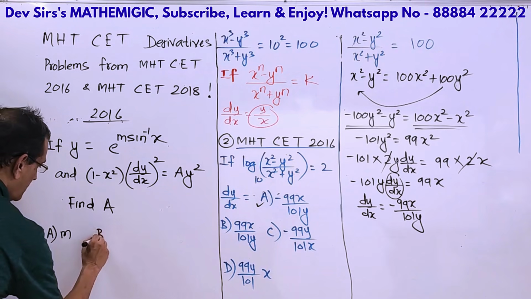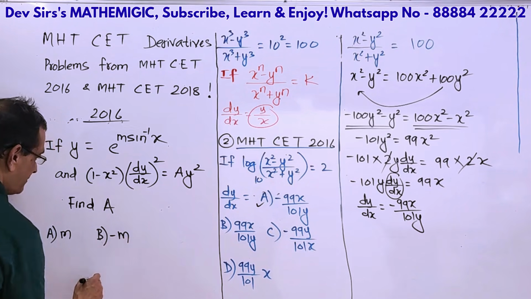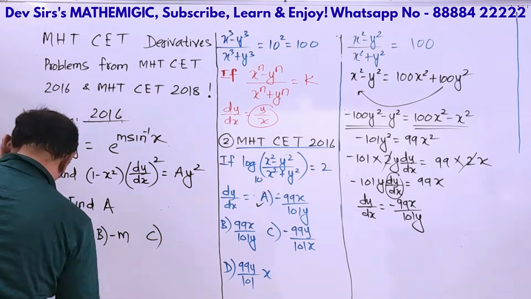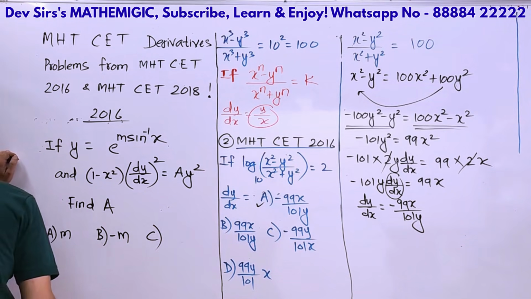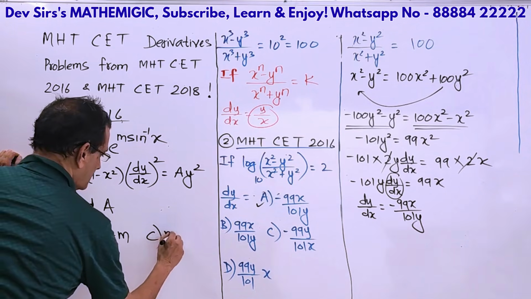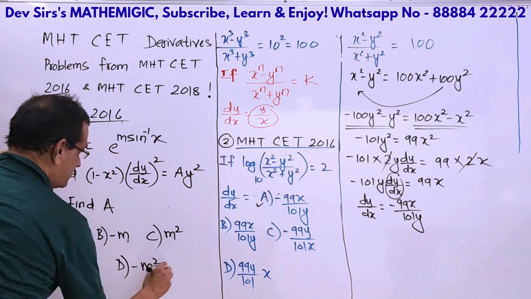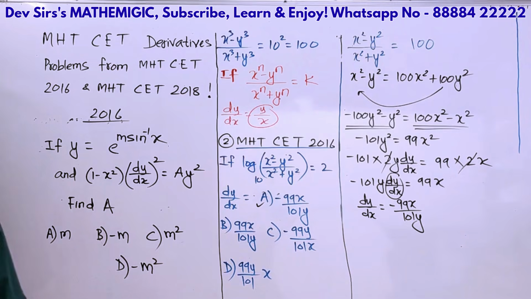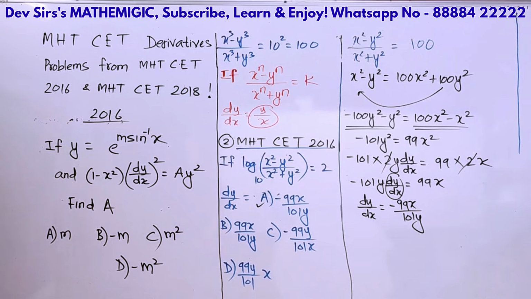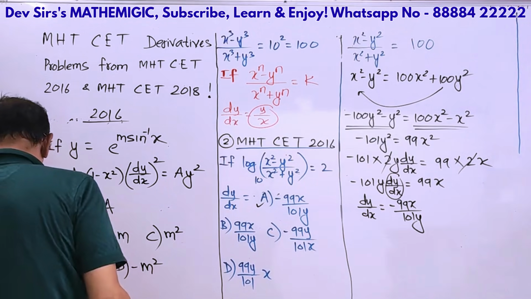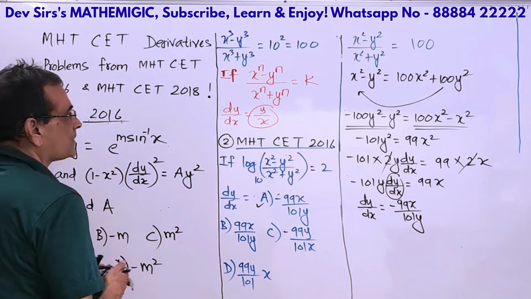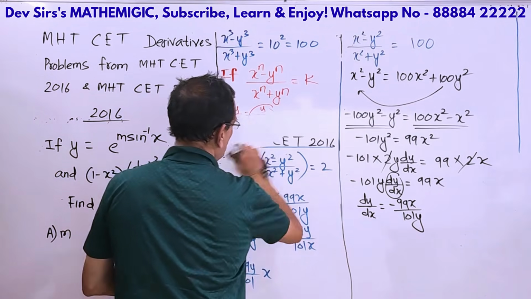m, minus m, m squared, minus m squared. These four options are given. Hope you can see the screen properly. So let's straight away start with the problem now.